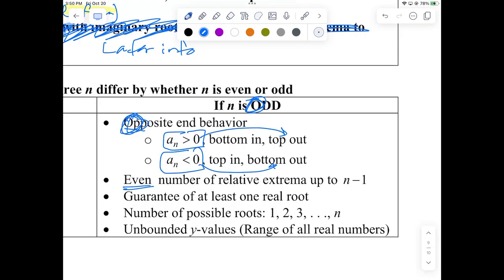You are guaranteed at least one real root. That's very important. There's no way to get from one side of infinity to the other side of infinity through a continuum without having at least one real x-intercept. So the number of possible roots is 1, 2, 3, 4, 5, 6, 7, whatever, up to n, but it can't have 0. Now the nice part here, since they do go from infinity to negative infinity or vice versa, is they have unbounded y values, which means the range is all real numbers all day long.